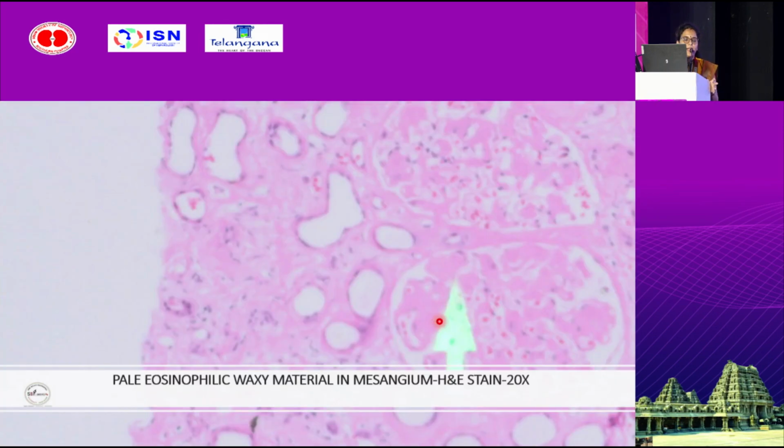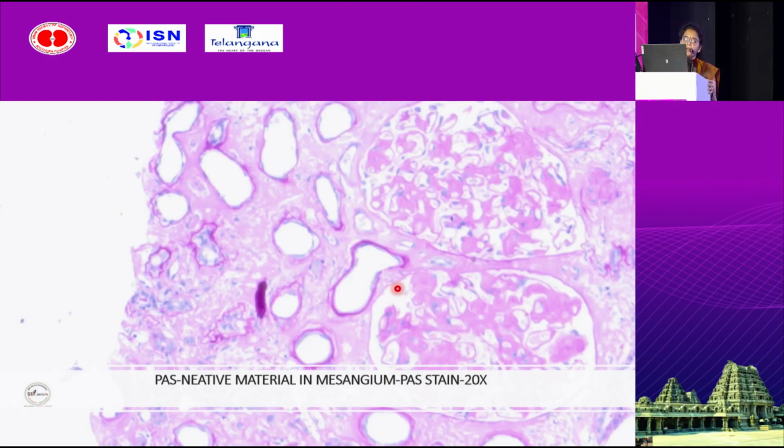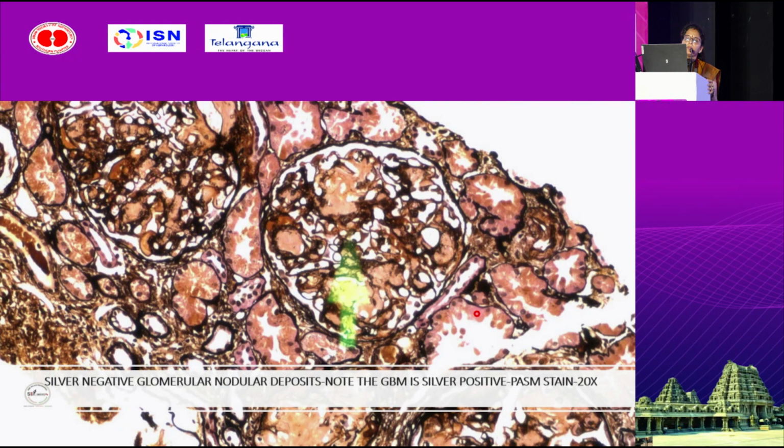So now look at this slide, everything is looking pale, that is the striking feature. This is an H&E stained section showing this pale waxy eosinophilic material in the mesangium, forming an acellular nodule at the 3 o'clock position. And when we look at PAS stain, this material is PAS negative. This Bowman capsule is PAS positive. These tubular basement membranes are PAS positive. And look at this material, it is PAS negative. And on silver, this is silver negative. Look at this GBM, which is showing silver positivity, that is black color.